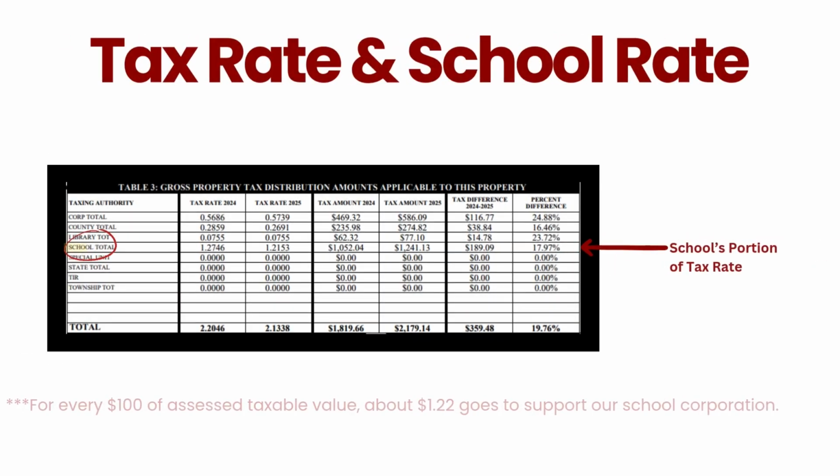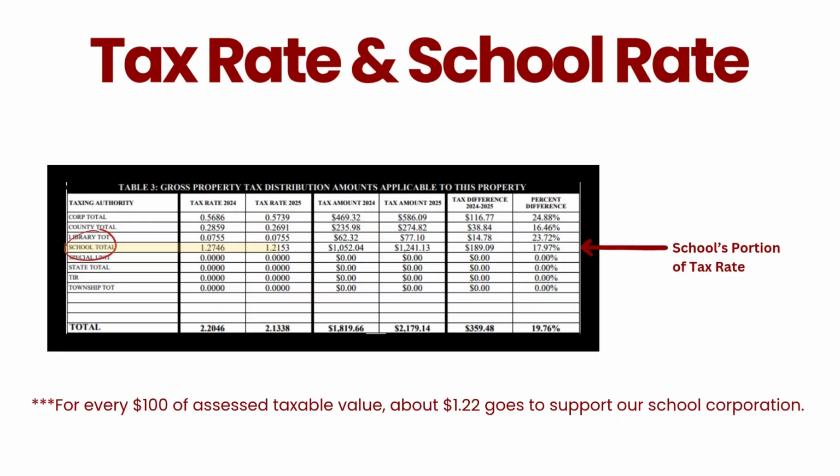Every year, your local school district, like ours, sets a tax rate, which appears here on your bill in the school total line. For 2025, the school portion of the tax rate in this example is 1.2153%. This means for every $100 of assessed taxable value, about $1.22 goes to support our school corporation. The number is comprised of our operations amount and our debt service rates, both of which were explained in more detail in a previous video.